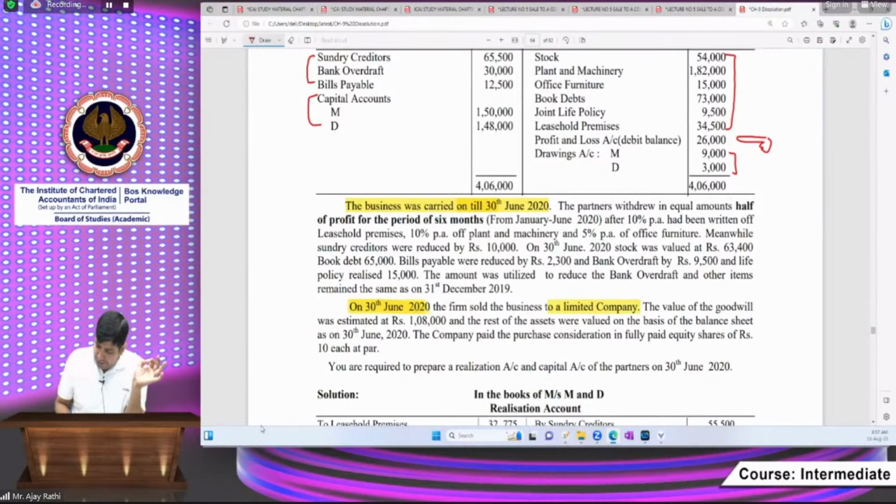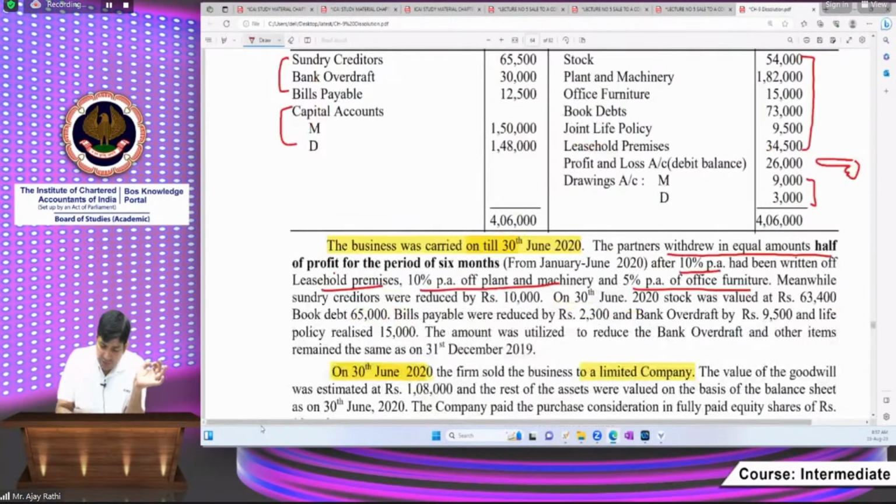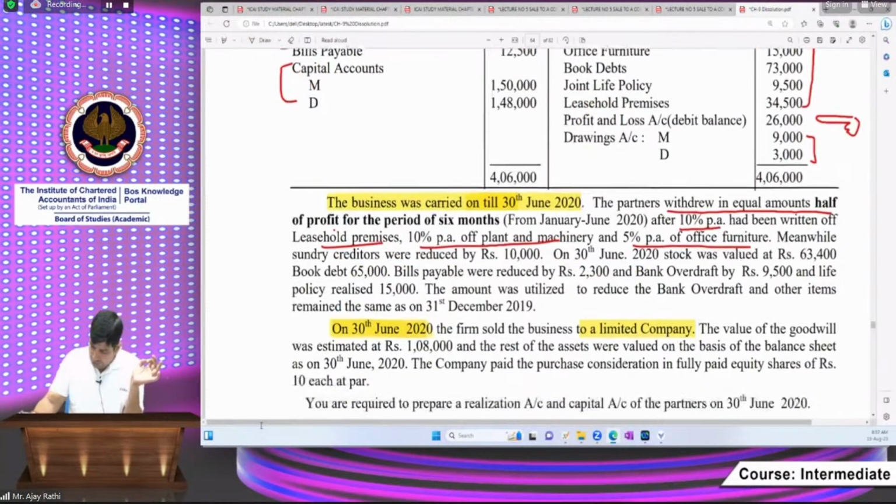But see, again the partners are withdrawing equal amounts, half of the profit, and the depreciation rates are there: 10% on leasehold building, 10% per annum on the plant and machinery, and 5% on the office furniture. Again the same things are there. Let's do it. Can you please solve this?